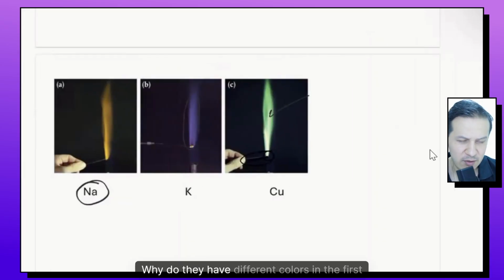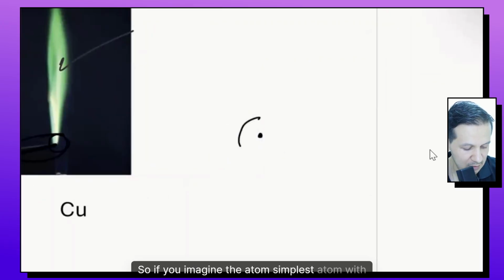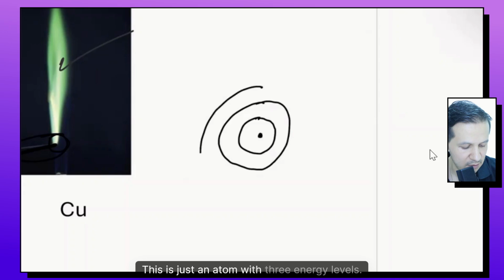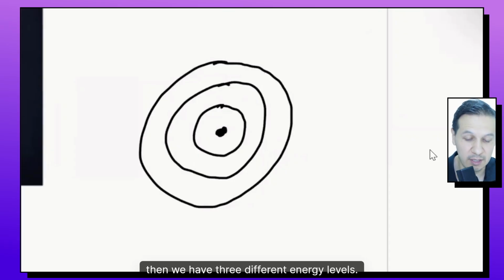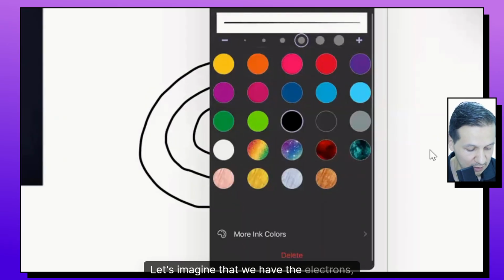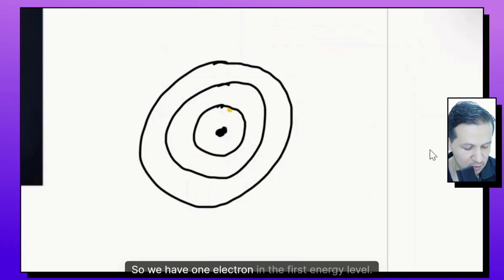Why do they have different colors in the first place? Imagine the simplest atom with, let's say, 3 energy levels. This is the nucleus of the atom, and then we have 3 different energy levels. Let's imagine that we have the electrons, and let's put them in yellow. We have one electron in the first energy level. Let's focus on this electron.